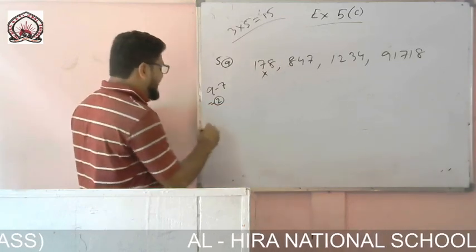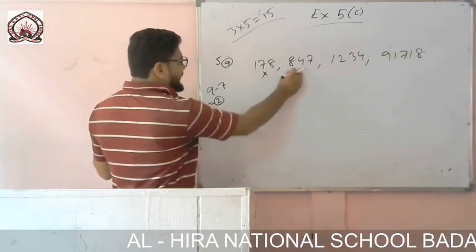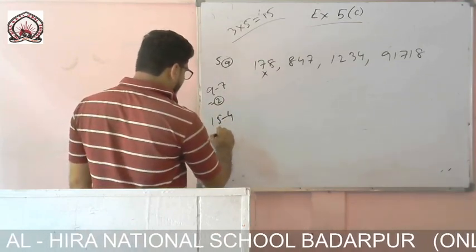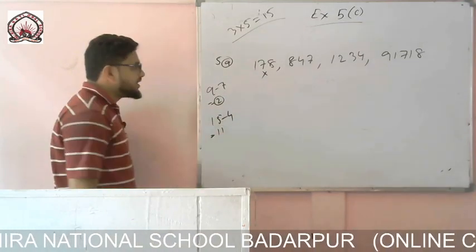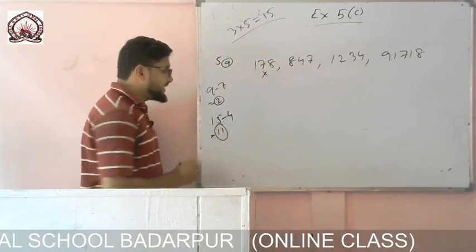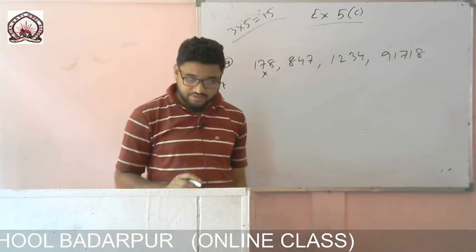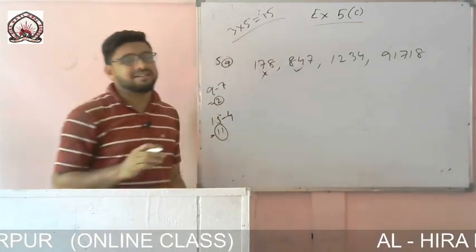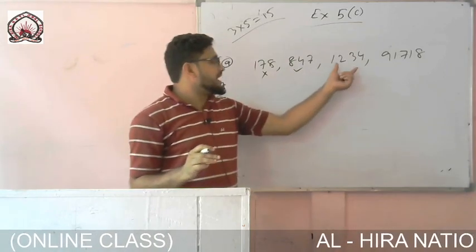Now you see 847. The odd places are 8 plus 7, 15. Then 4. 15 minus 4 is 11. The difference coming is 11, so this number is divisible by 11.